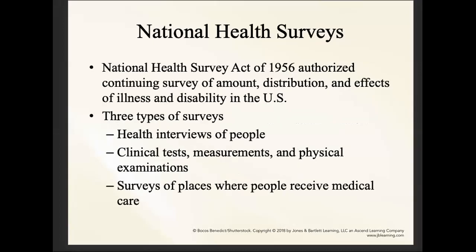National health surveys are another form of secondary data. The National Health Interview Survey is a self-reported survey of responses to questions about personal health. The National Health and Nutrition Examination Survey assesses the health and nutritional status of the general US population, and it uses a mobile examination center.